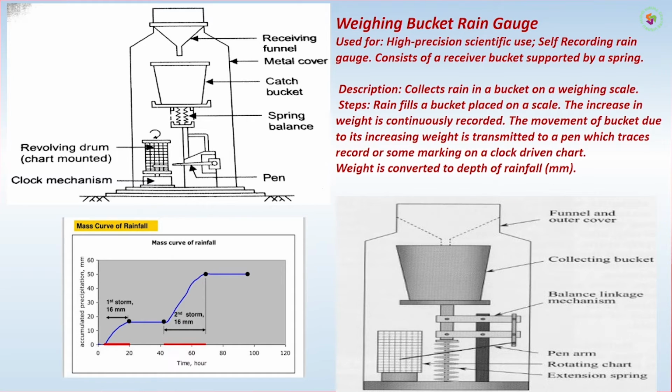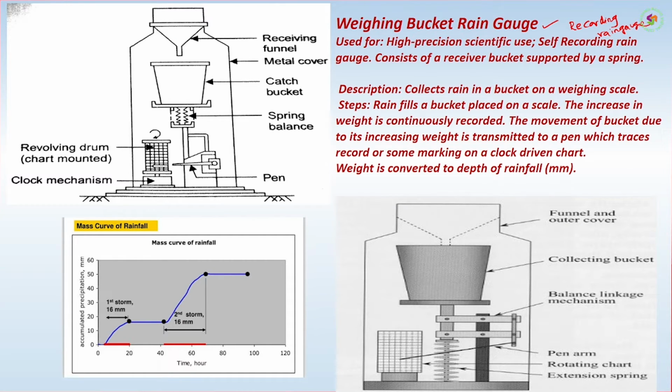Now the third thing is the weighing bucket rain gauge. This is also a recording rain gauge. Whatever weighing bucket type we are talking about, it is also a recording rain gauge. Please note it. But it is a self-recording rain gauge. Please note that word very clearly. What is the principle in that?